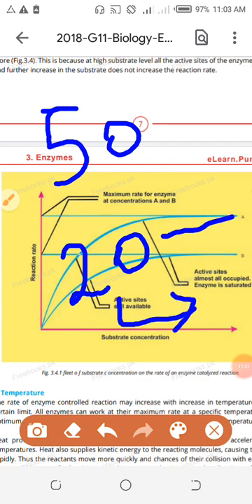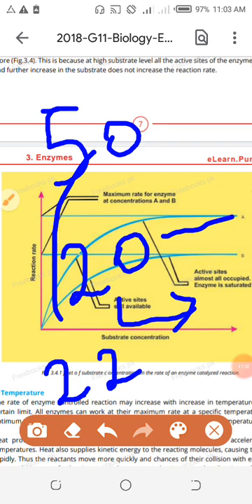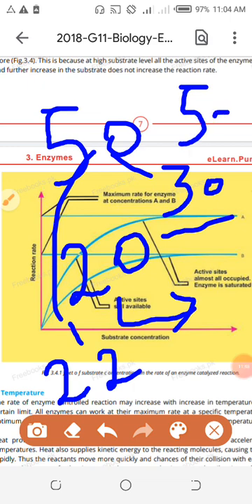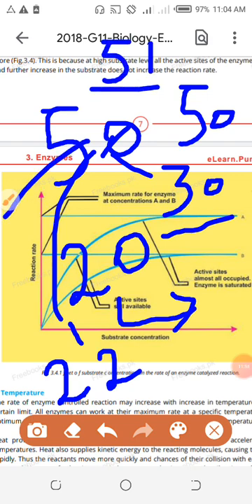You will increase substrate concentration from 20 to 22. The rate of reaction will increase because active sites are available. You will increase up to 30. The rate of reaction will increase because active sites are available, because active sites are 50. You will increase up to 50. The rate of reaction will increase because active sites were available. When you increase more than 50, that is 51 substrate and the active sites are 50.